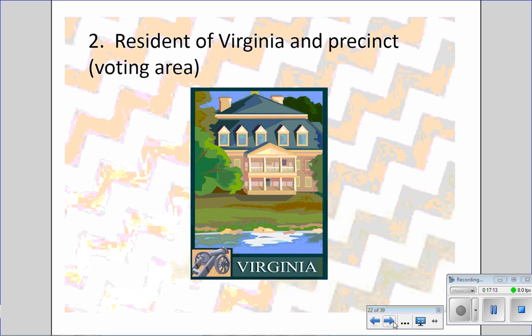Just like when you're growing up, you might live on one street and go to one elementary school, and the next street over, they might go to another elementary school. It's kind of the same with precincts. They're pretty small. When you register to vote, they tell you where your polling place will be, and that's your precinct or your voting area.